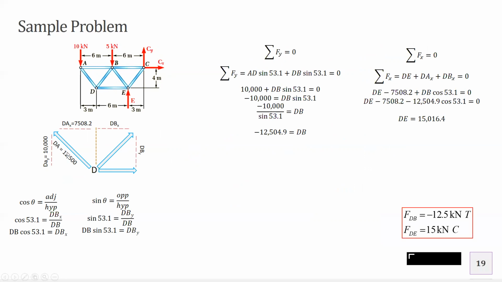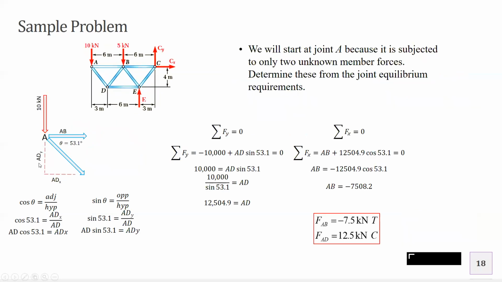We already solved it. It was 12,504.9. I rounded it here. And we know what these are because we already solved for those, the ADX and the ADY. But here's what's wonderful. AD is the same thing as DA, so you can just keep them there. Once we know them, we can just go back to the previous slide and use those numbers.